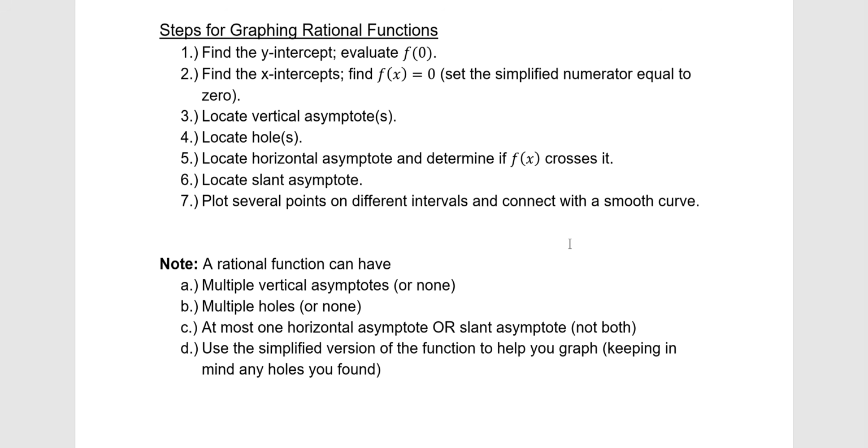And step 7, which we'll see how we decide to choose some points here. We're going to plug in some values of x to find its corresponding y value and plot those points on certain intervals, and then we're going to connect it with a smooth curve with arrows on the end. And a couple notes here to keep in mind. A rational function can have multiple vertical asymptotes or none, multiple holes or none, at most one horizontal asymptote or a slant asymptote, but not both. And we're going to use the simplified version of the function to help us graph it. So what I do to start these is I always simplify and cancel common factors before I do anything.